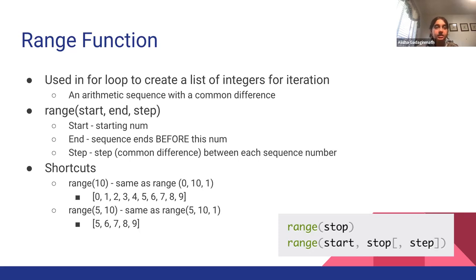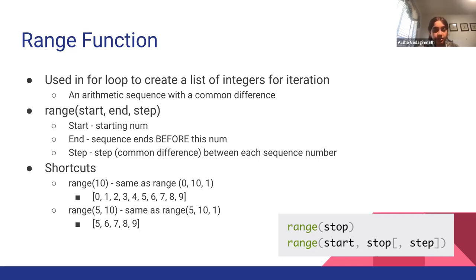So you have to consider, for example, if you have starting number 0 to end number 10, the range function will only run 10 times instead of 11 times since it started at 0, because that number 10 is not included. So like I said, end is a sequence that ends before this number, and step is how much you go through it by. Say you want to go every other number, you would do two or something.